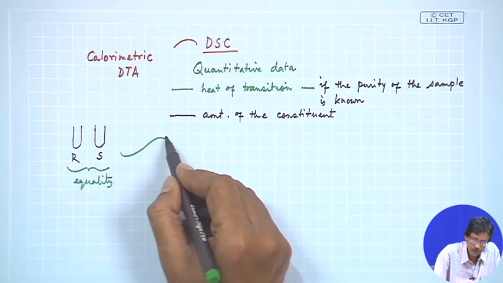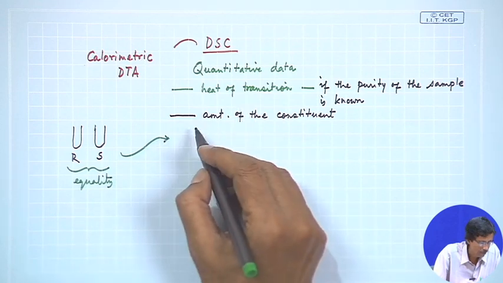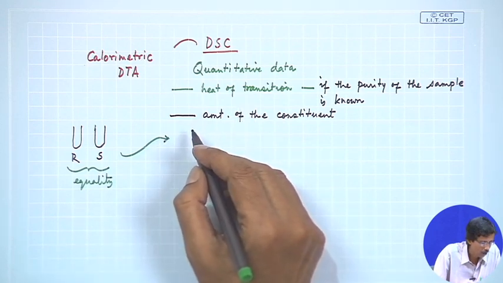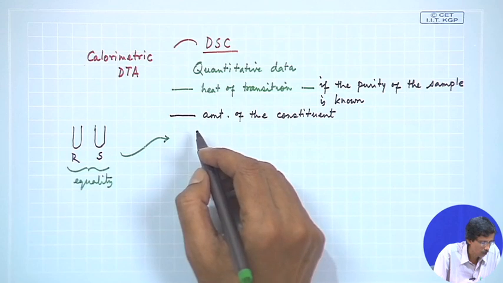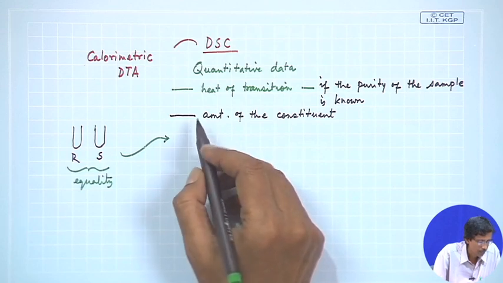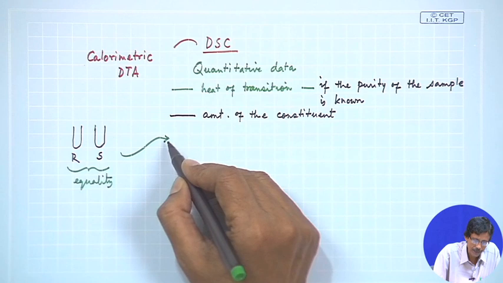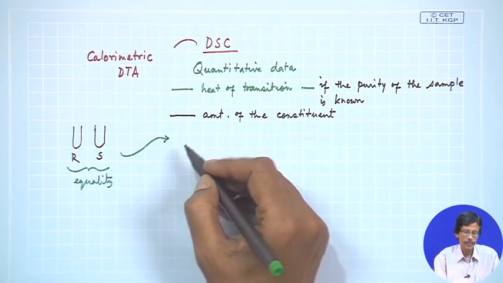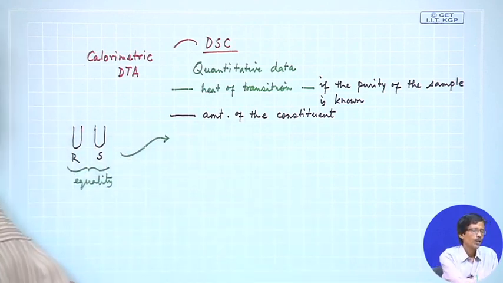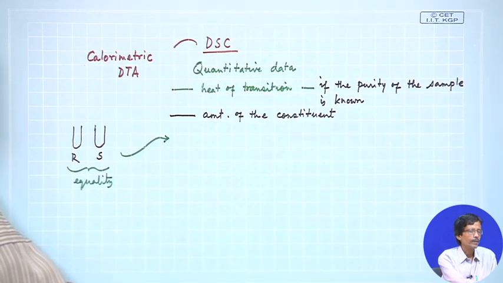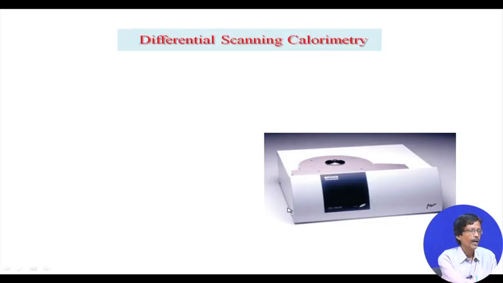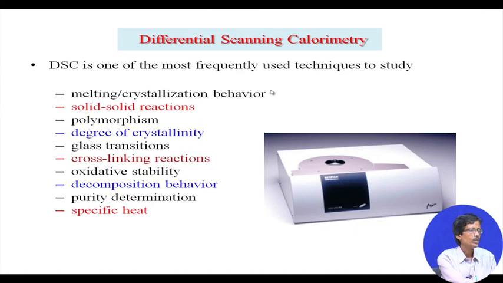Then some connectivity we have, that you have the recorder. So, the recorder will record the corresponding thing, that means how it can trace the corresponding plot, and ultimately the plot you can have. So, this is the instrument, and this scanning calorimetry we can use for so many things.